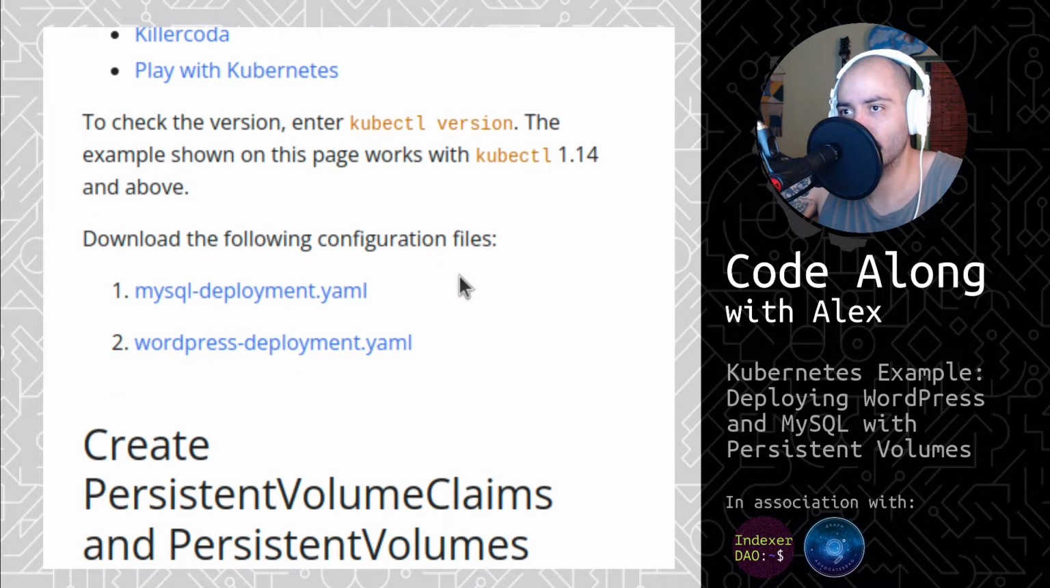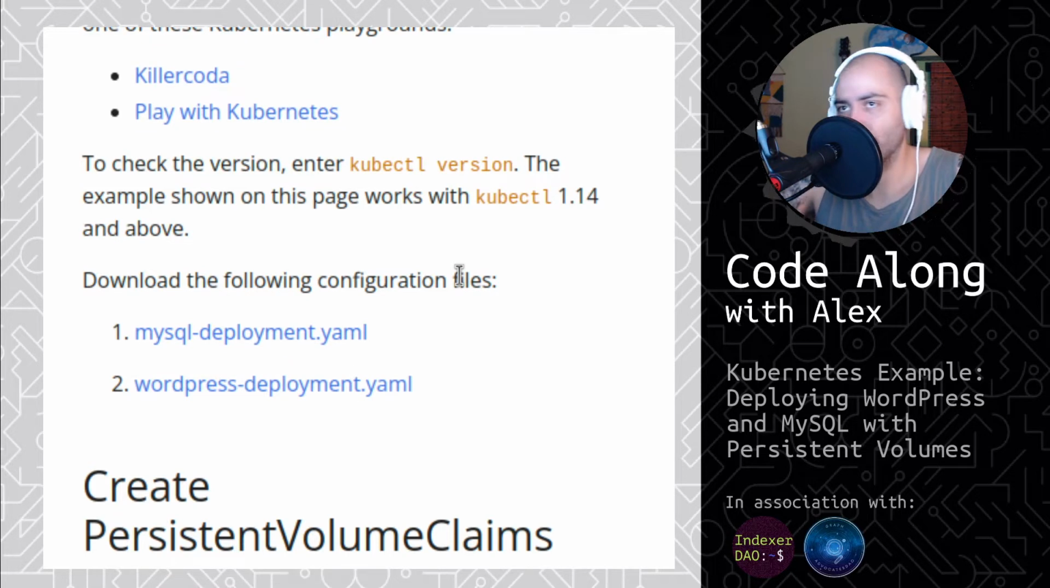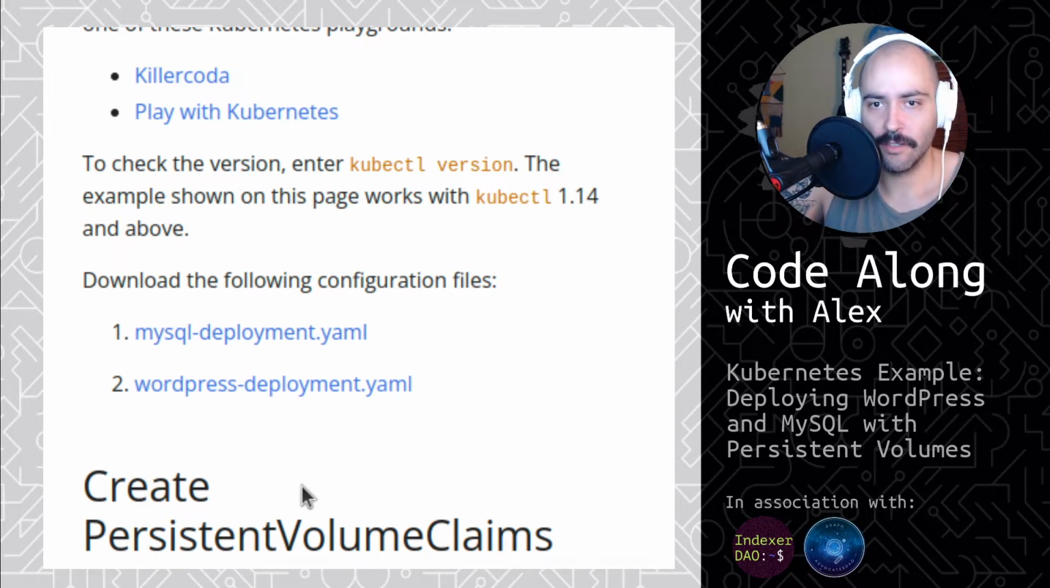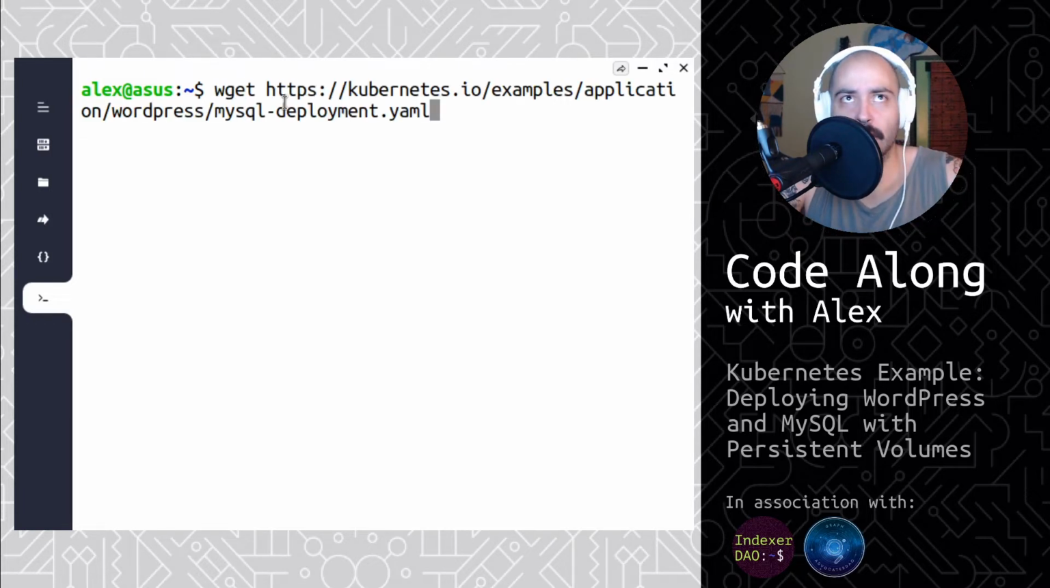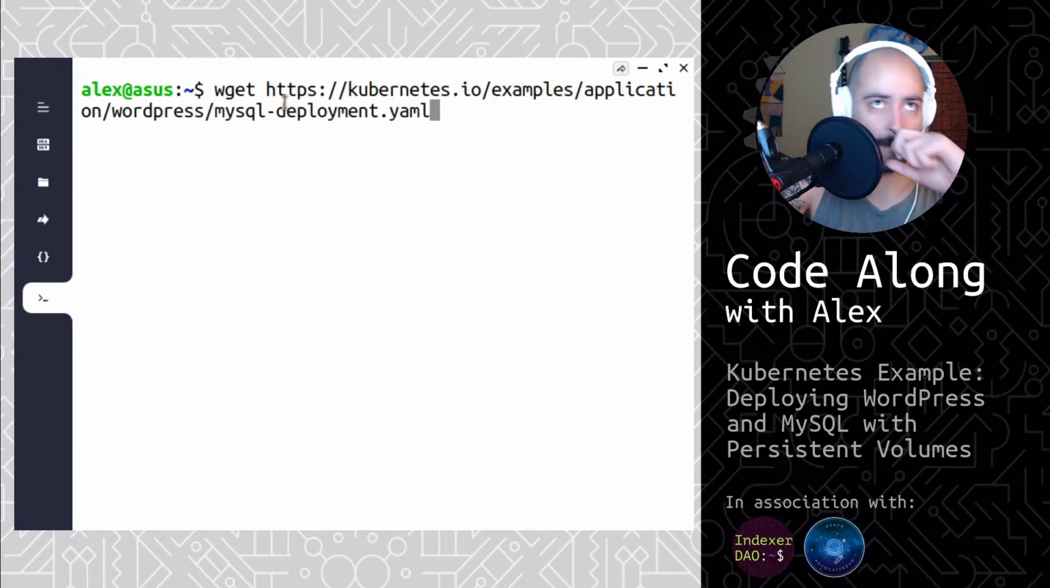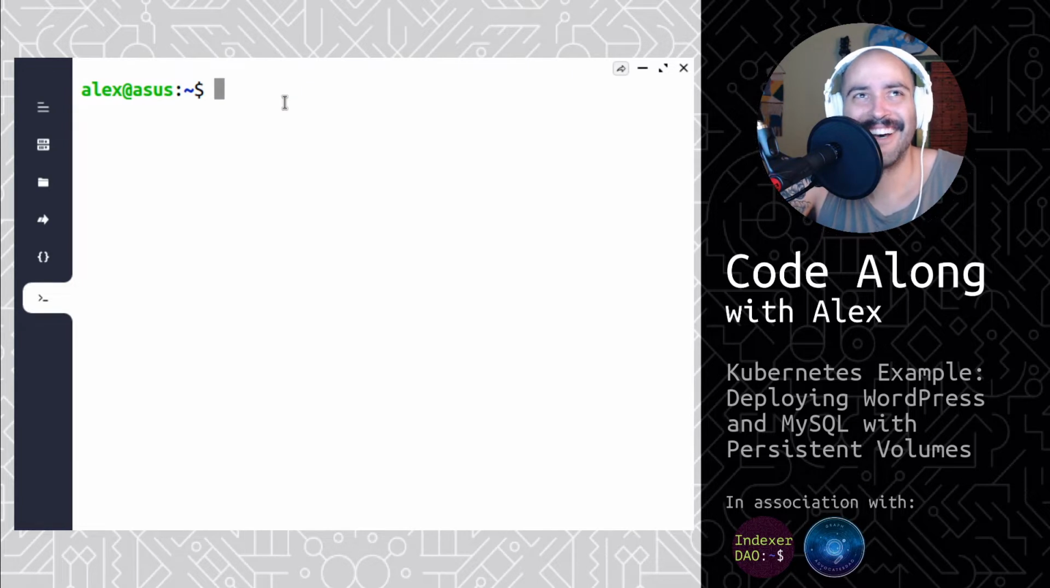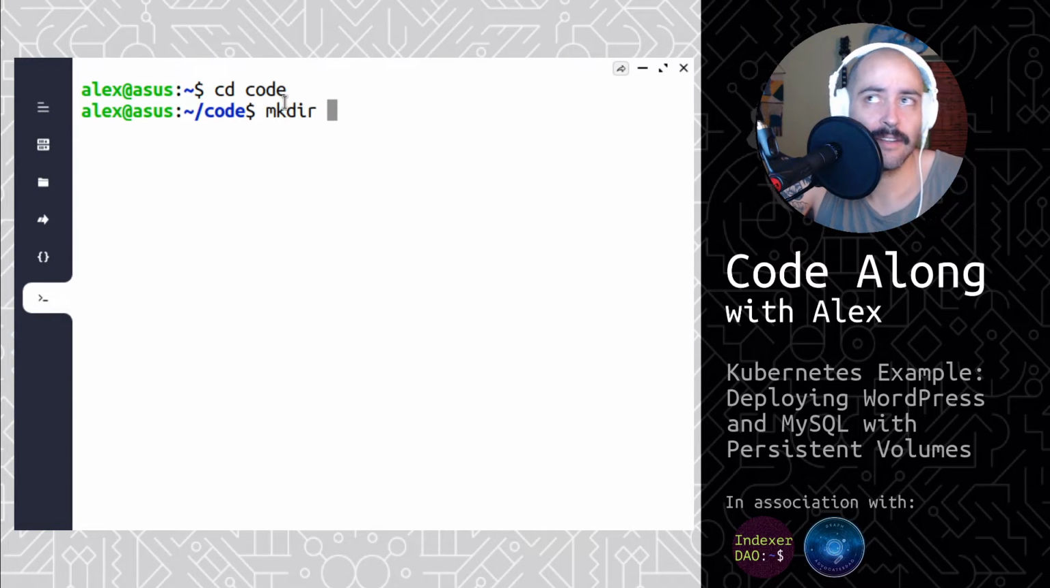First, let's download some files. Copying this link address, quickly toggle to Termius. Just wget this YAML file. I'll make a new directory. I don't want to just do it in root. Code, Minikube.